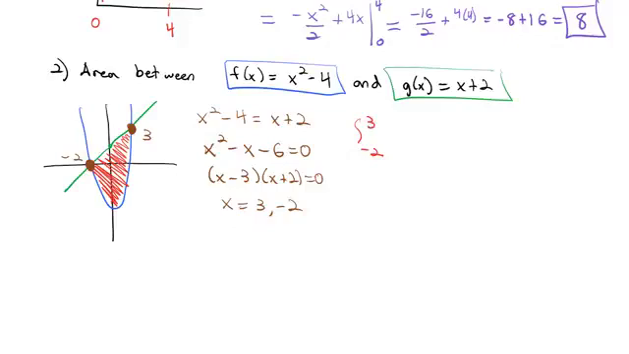To find our area, we just subtract the functions. Notice the green function, the g of x is on top, so that's our positive x plus 2. The blue function, the x squared minus 4, is on the bottom. That's what we're going to subtract, which changes the sign. Negative x squared plus 4 dx. And so if we combine like terms, we're going from negative 2 to 3 of negative x squared plus x plus 6 dx.